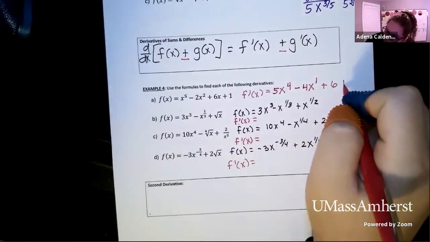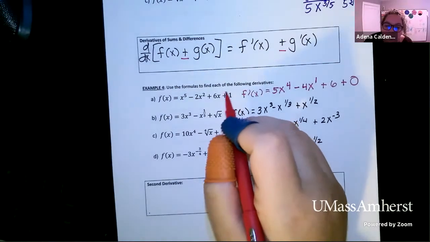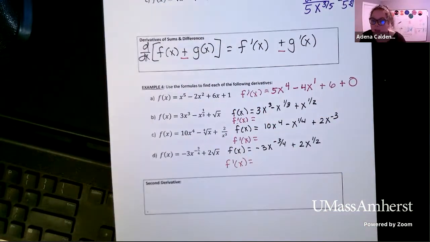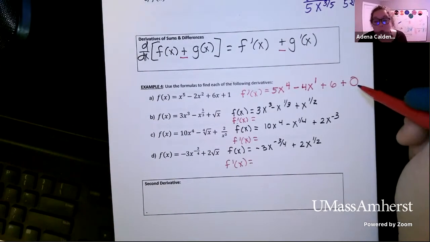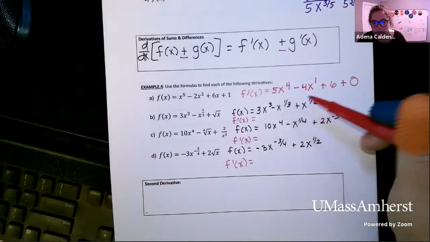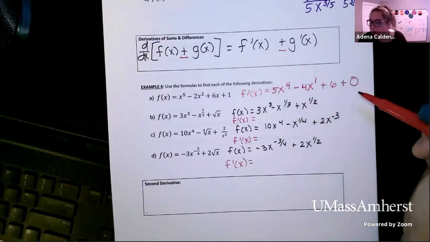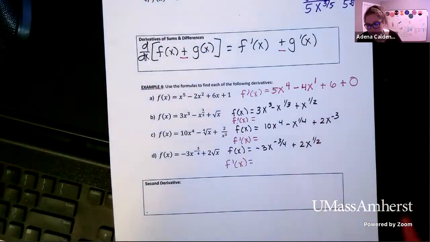And then finally, the derivative of 1 is 0 because 1 is all by itself. It's a constant and it's not attached to any variable. So that's just going to be plus 0. Again, we don't typically write the plus 0, so you don't need to write that. But since this is our first day of doing these formulas, I'm writing it so we remember that the derivative of a constant is 0.